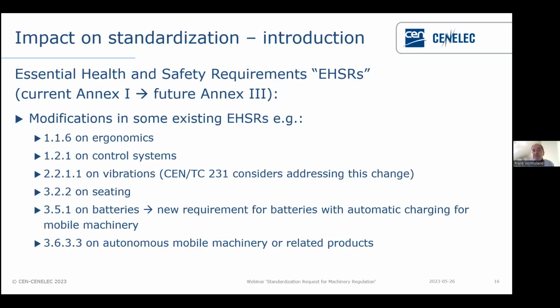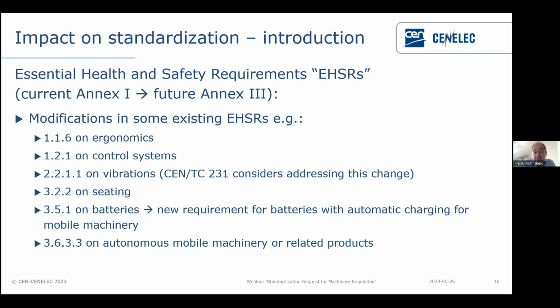The structure of this Annex 3 is very much like the previous Annex 1, so that's not a big deal. But of course, science has evolved in the meantime, technical knowledge has evolved. So we know that there will be some modifications in the existing essential health and safety requirements. I just picked out some of the modifications that seem to be most interesting to me without going into any details, because that's much more the work of the technical committees. We have a modification in the essential safety requirement 1.1.6 on ergonomics, which potentially may require an adaptation of maybe some ergonomics standards, or maybe also some of our C standards.